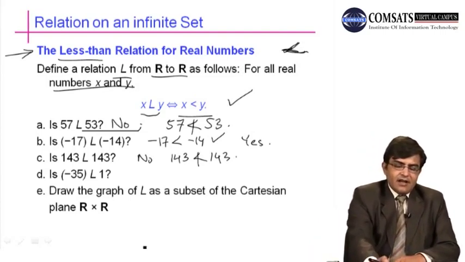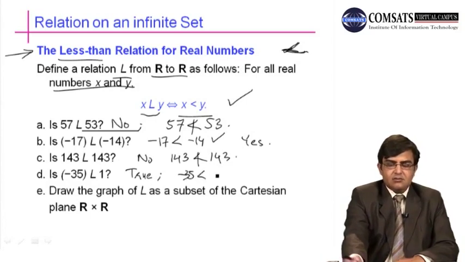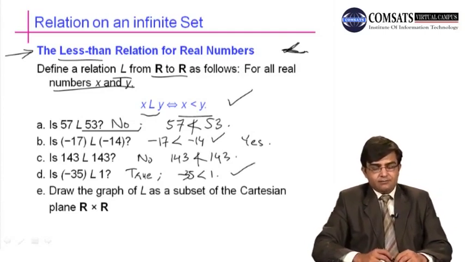Next, is minus 35 related to 1? This is true, because minus 35 is less than 1. So we can say that minus 35 is related to 1.